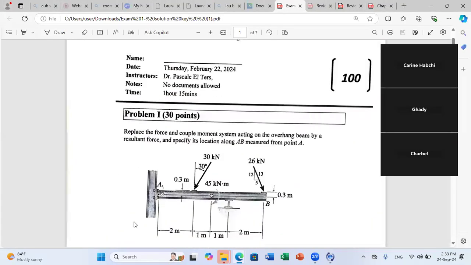You don't have this, guys. You don't have this. Okay? You don't have this problem for the exam. Whenever you see distributed load or whenever they tell you replace by a single force, you don't have all of these. Okay?